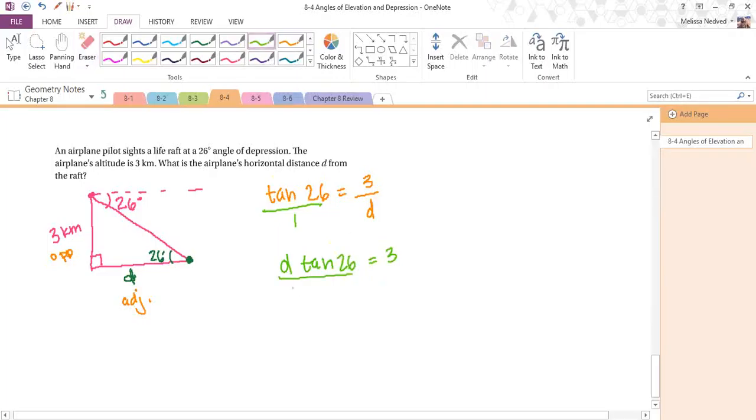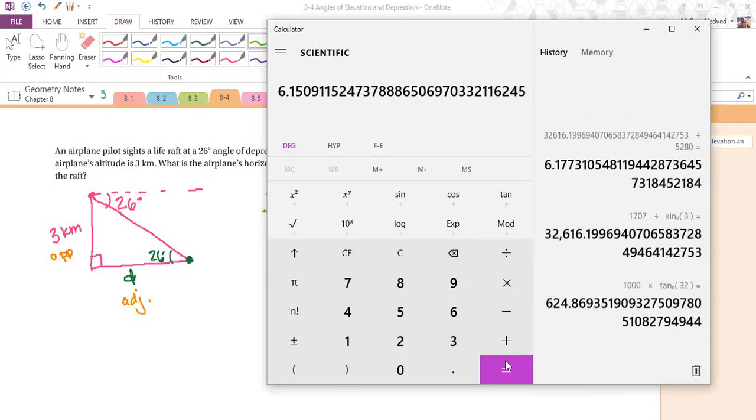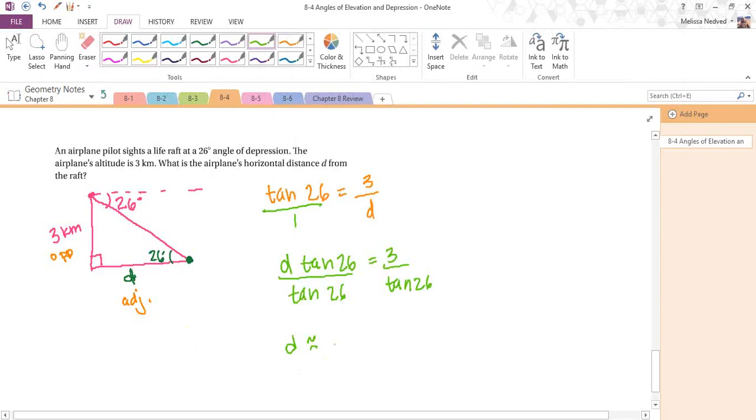To get the D by itself, we're going to divide both sides by tangent of 26, which tells us that D is equal to 3 over tangent of 26. Let's do that division. 3 divided by 26, tangent, and enter, about 6.2 kilometers. So what did we just find? We just found that this horizontal distance is about 6.2 kilometers.